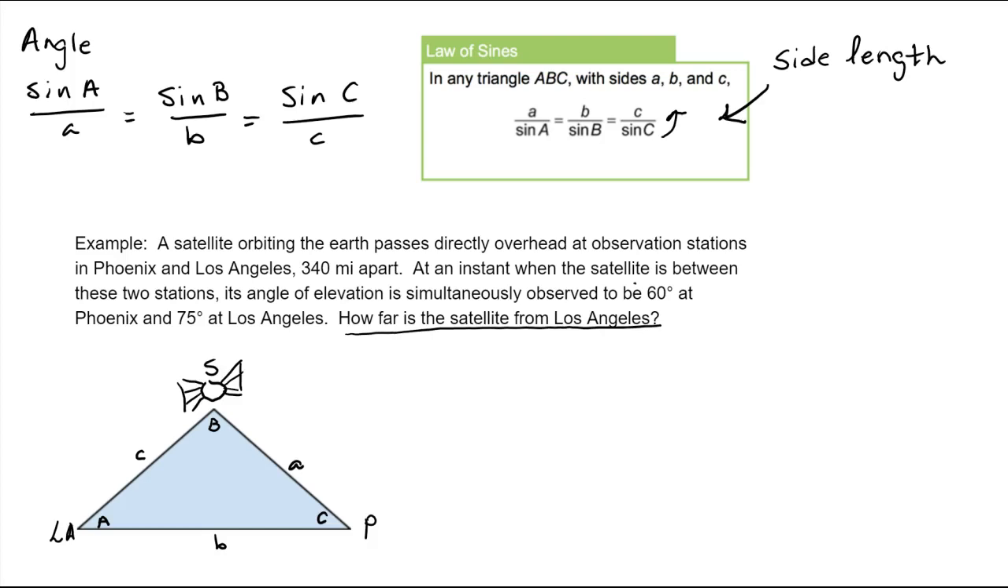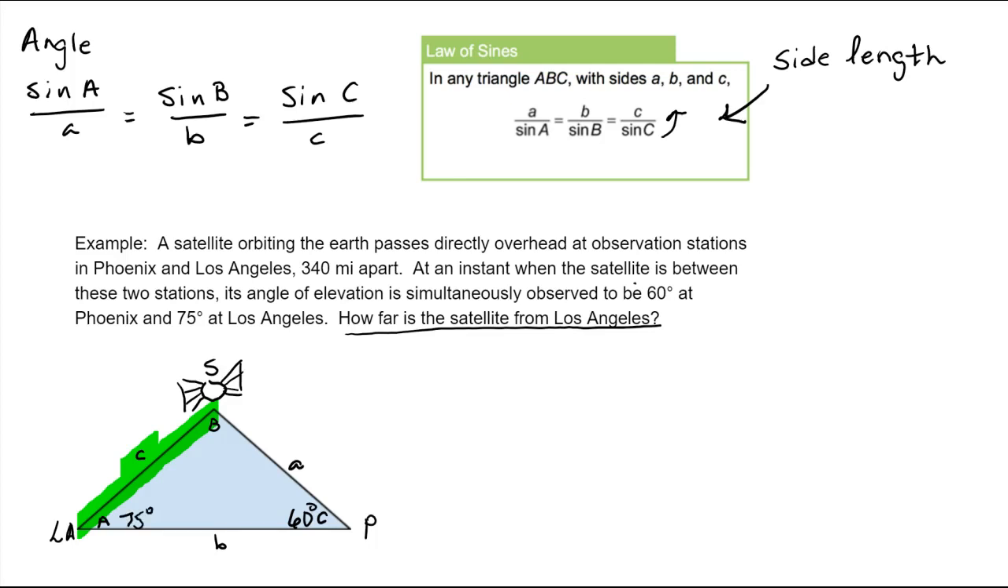So they're asking us in this case, if they want to know how far the satellite is from Los Angeles, they're asking us to find this side length C. Okay, so that's what we're solving for. Now they give us a bit of information. They tell us that the angle of elevation observed is 60 degrees at Phoenix, so I'm going to put 60 degrees there. And at Los Angeles, it's 75 degrees there.